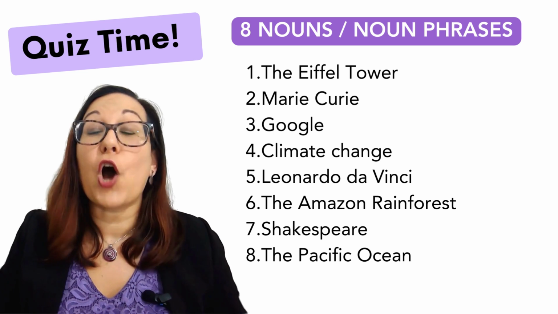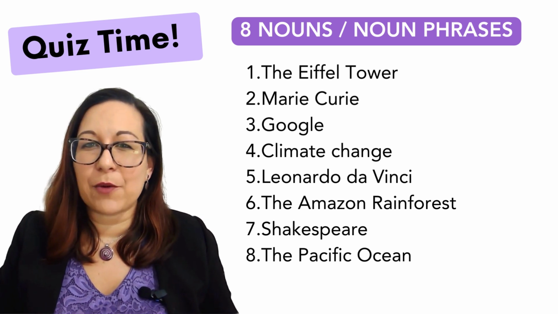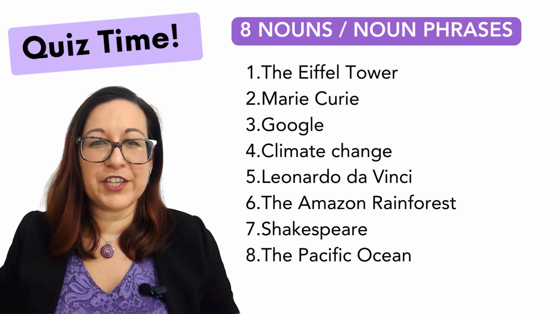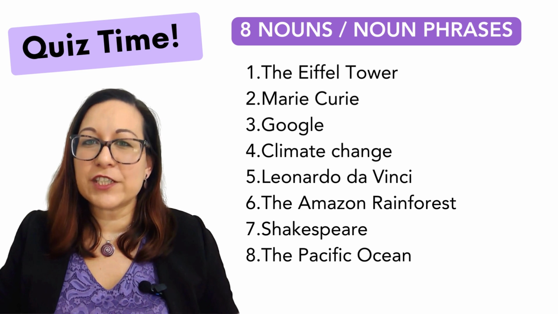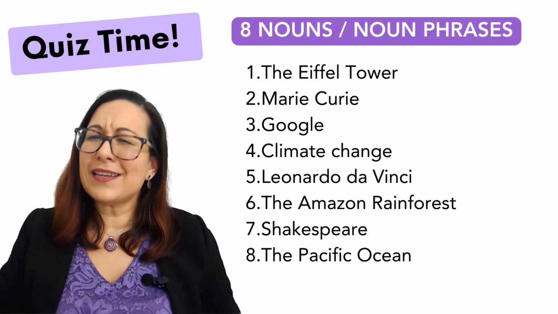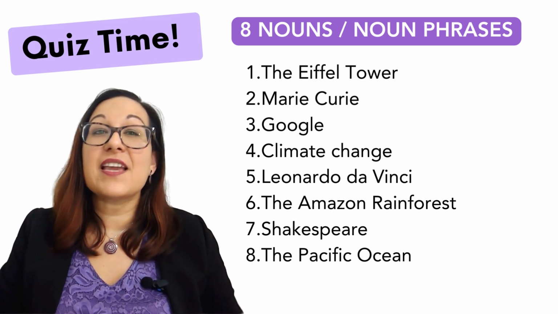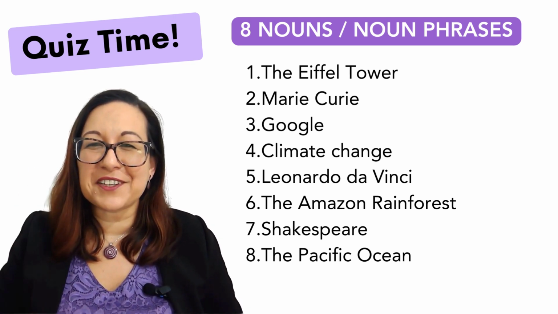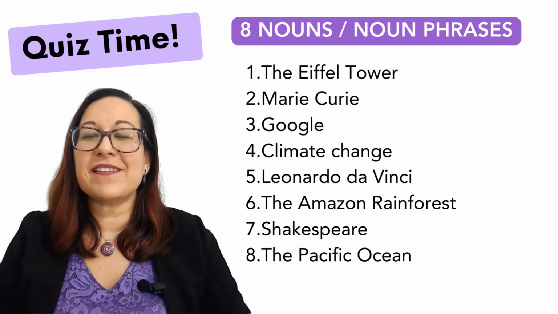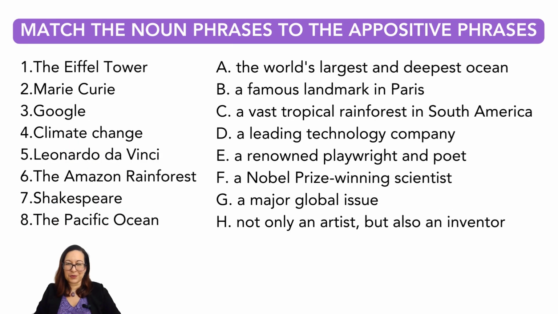So we've got the Eiffel Tower, Marie Curie, Google, climate change, Leonardo da Vinci, the Amazon rainforest, Shakespeare, and the Pacific Ocean. So now take a minute, pause the video, and match them to the appositive phrases.